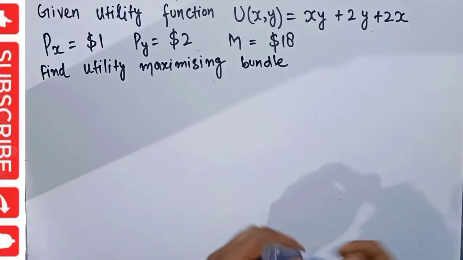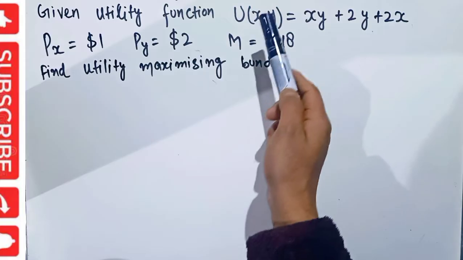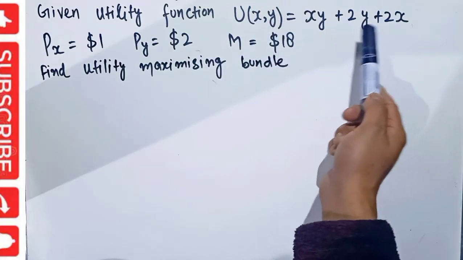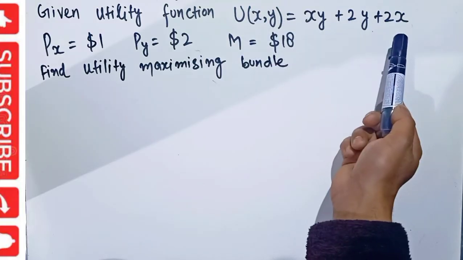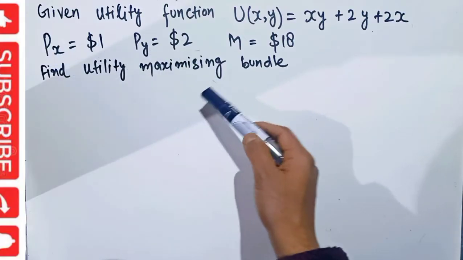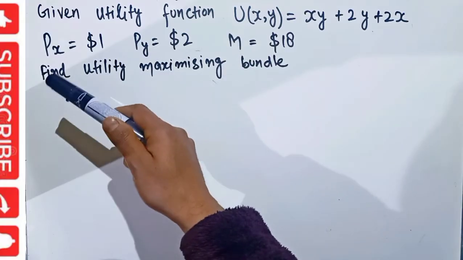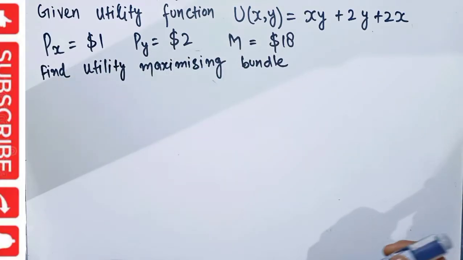Let us solve a question on utility maximization. The question is, given utility function u is equal to xy plus 2y plus 2x. X and y are the two goods. Price of good x is $1, price of good y is $2, and income of the consumer is $18. We need to solve for the utility maximizing bundle for this consumer.